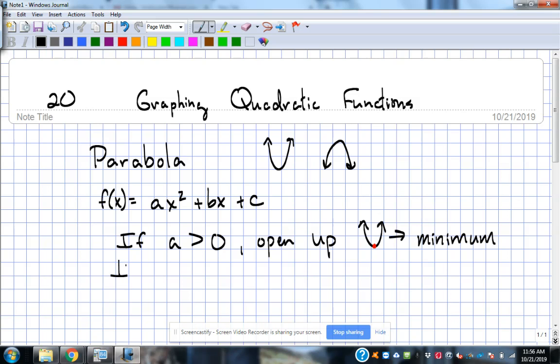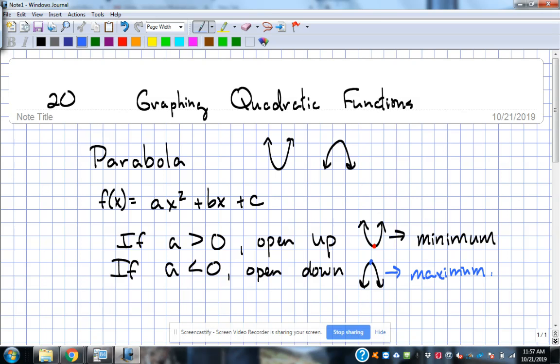If a is negative, it'll open down, which is the frowny face style. And that point there at the top is called a what? Maximum.